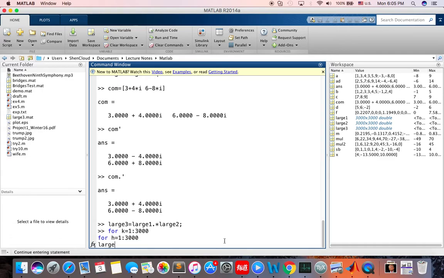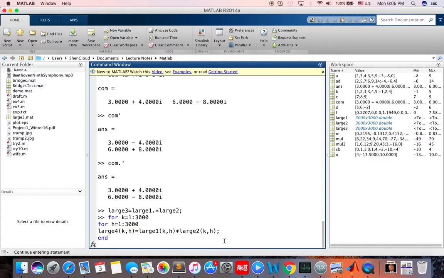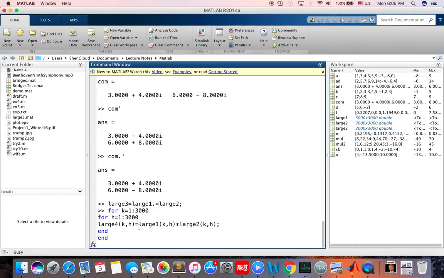So we can use large for the kth row and h column as the multiplication of large 1 kth row and h column multiplied by large 2 kth row and h column, and use n at the end of the for loop here. So you can see it is busy. It means the operation is processing here, and we have to wait some time for the operation.